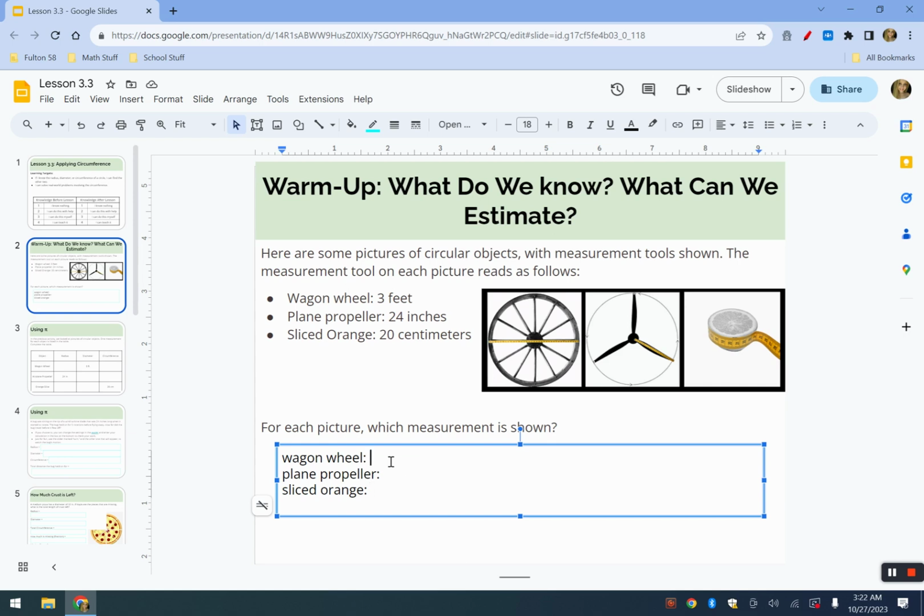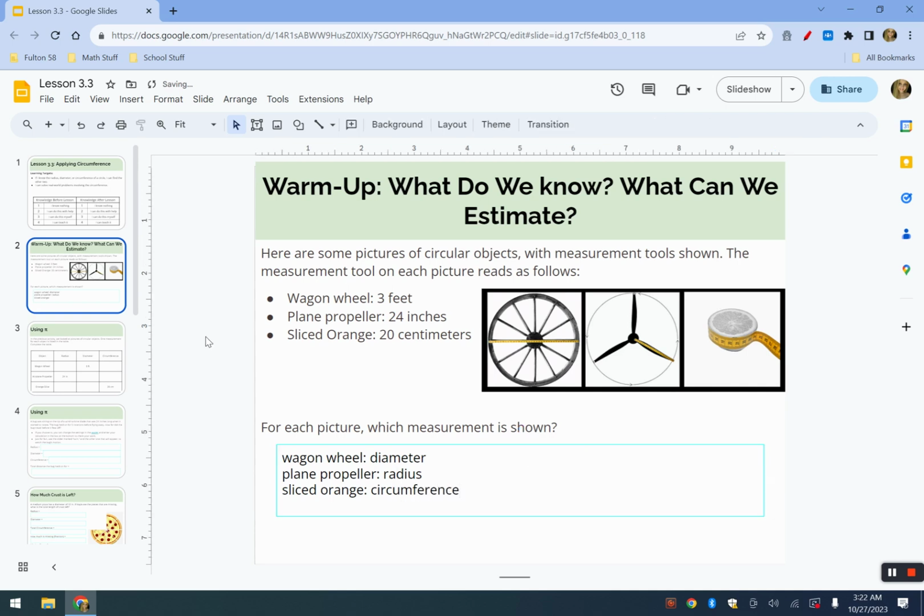Okay, so for the wagon wheel, the tape measure goes from the outside of the circle to the outside of the circle. So completely going across our circle is going to be the diameter. For the plane propeller, it's only going through half of the circle, from the center to the outside. And that would be our radius. Last, the orange, it goes completely around the outside, and that is going to be the circumference. Go ahead, get these answers down if you don't have them down already, and let's move on once you're ready.